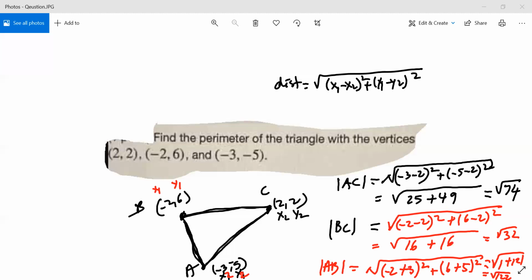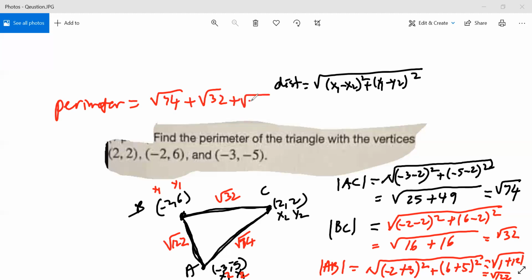Okay, let me list each of these. This distance is the square root of 74. BC is the square root of 32. And AB is the square root of 122. Now, the perimeter of the triangle is just going to be the sum of these 3 numbers, which is root 74 plus root 32 plus root 122. You can leave it like this, or if you need some type of approximation, you can use your calculator to compute each of these numbers, add them, and approximate it the way that you need. But this is basically the main idea.